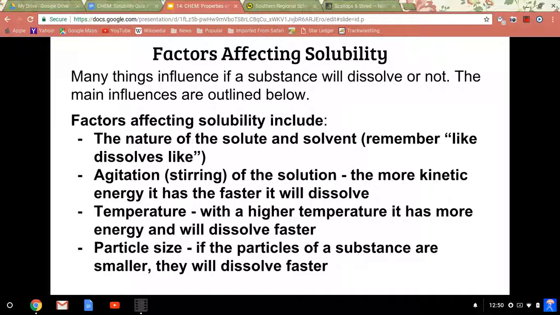Agitation is the second factor that affects solubility. So agitation just means stirring, mixing it up, getting more kinetic energy in there to get it to dissolve faster will help things dissolve quicker. The temperature of the substance, so the more heat energy it has, the quicker it will dissolve. This is probably something that you've seen in real life too. And then particle size, depending how big your starting particle size is, the larger it is, the tougher it will be to dissolve. The smaller it is, the easier it will be to dissolve.